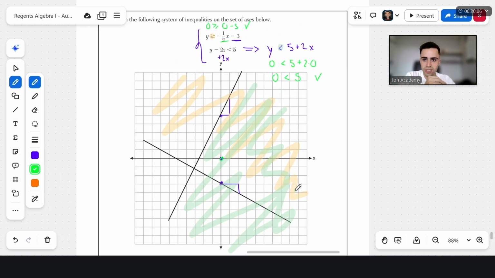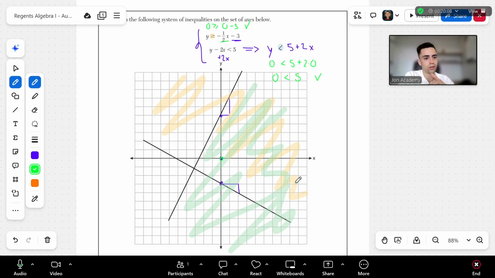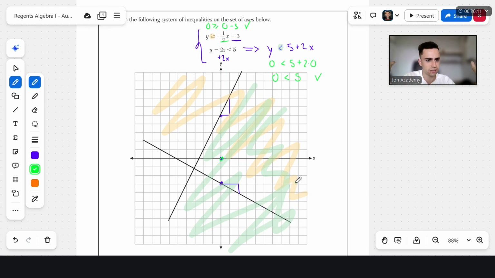So here we saw these 4 exercises. This has been all of the Algebra 1 exam, and we will see you in a new exam.